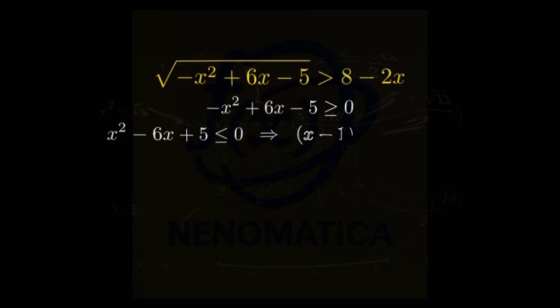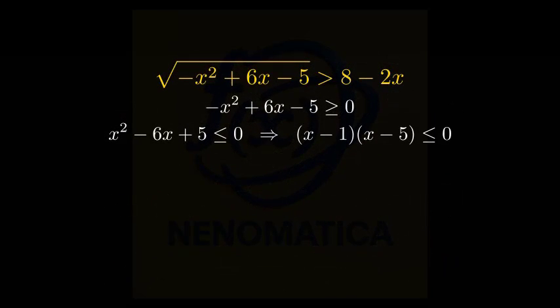The expression under the square root must be non-negative. So negative x squared plus 6x minus 5 is greater than or equal to 0. This is equivalent to x squared minus 6x plus 5 less than or equal to 0, which factors into (x minus 1) times (x minus 5) less than or equal to 0. Therefore, the radicand is valid for x from 1 to 5 inclusive.